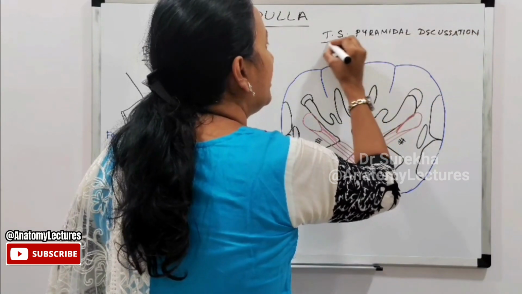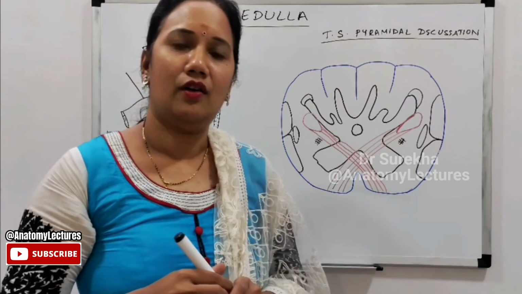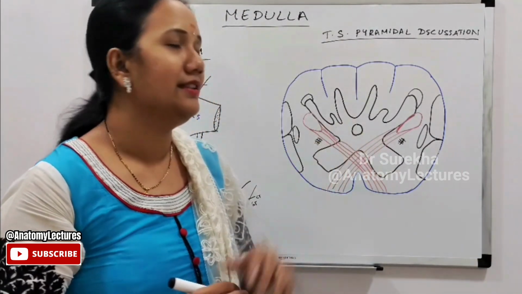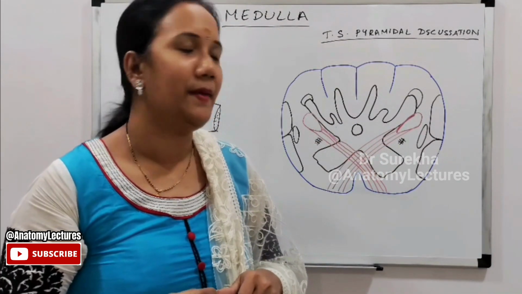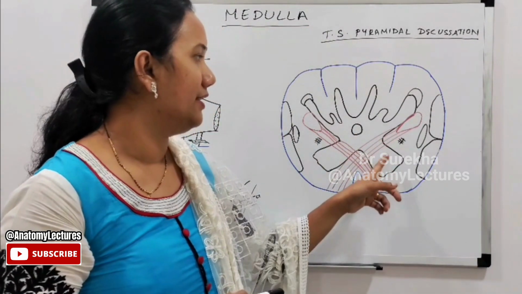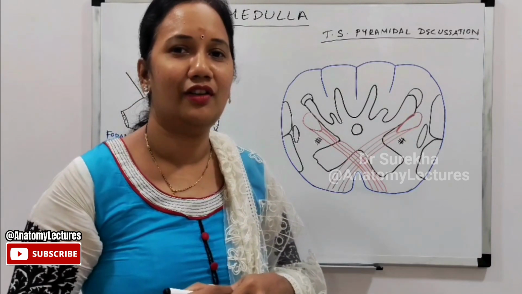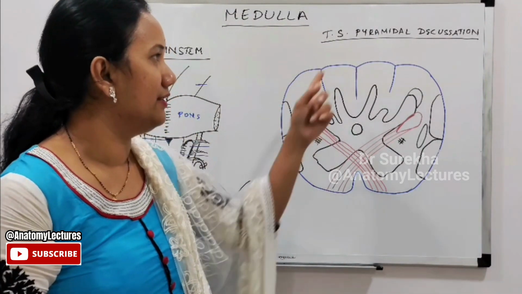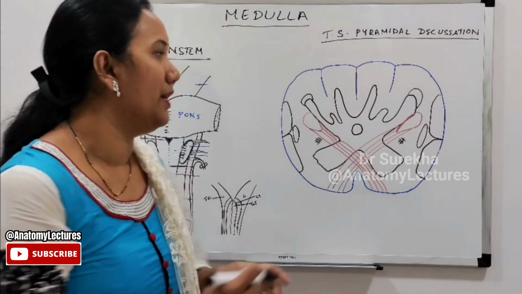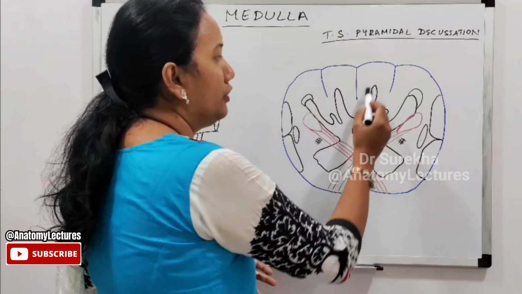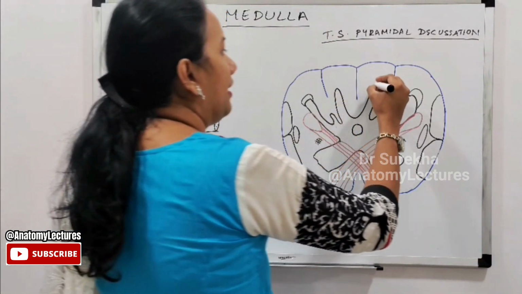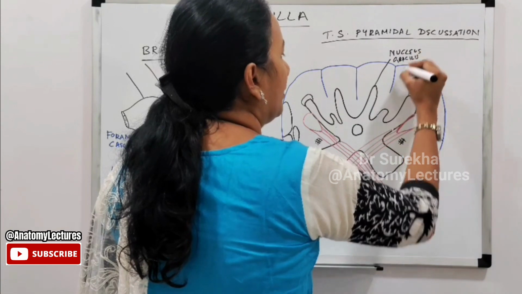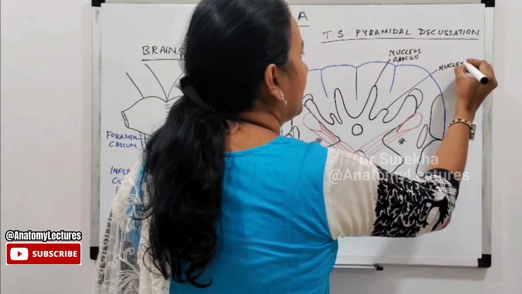As you all know, just like the spinal cord, the medulla also has central grey matter surrounded by peripheral white matter. You can see this is the central canal, similar to the section of the spinal cord. This is the anterior horn, and there are a few modifications in the posterior horn of the grey matter. When you take a section of the medulla at the level of the pyramidal decussation, the posterior part of the grey matter is elongated to form two horns. These are called the nucleus gracilis, and this is called the nucleus cuneatus.